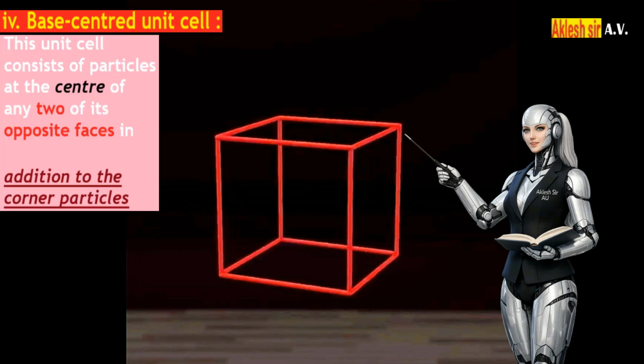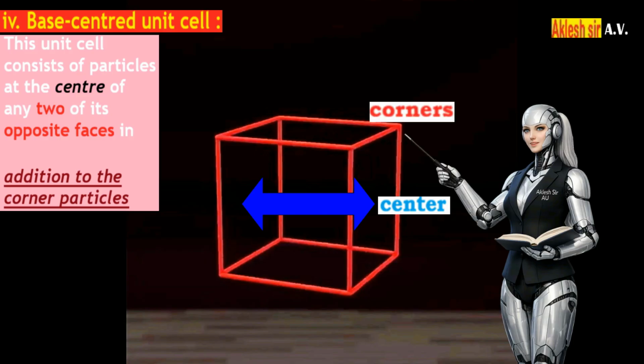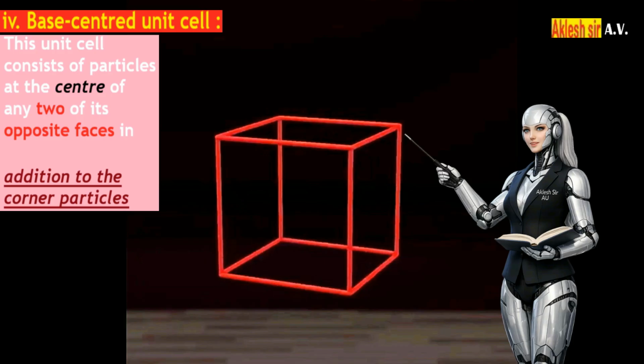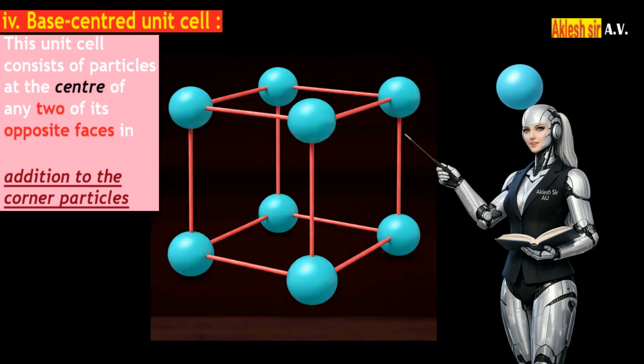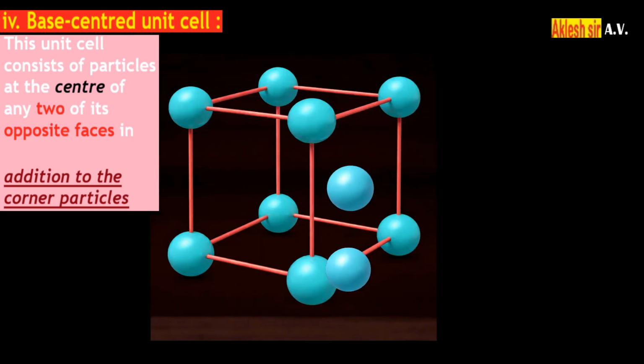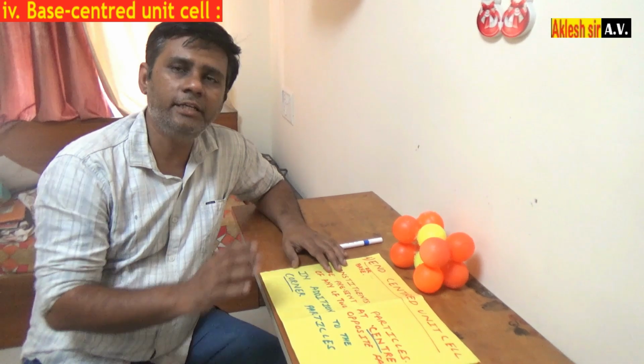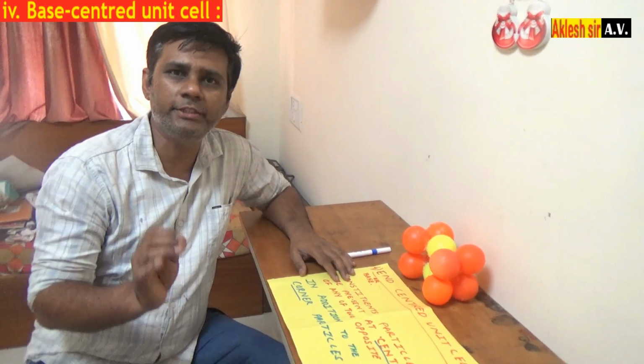Base-centered unit cell. This unit cell consists of particles at the center of any two of its opposite faces in addition to the corner particles. In a base-centered unit cell, particles are present not only at the corners but also at the center of any two of its opposite faces. Fourth, end-centered or base-centered unit cell.